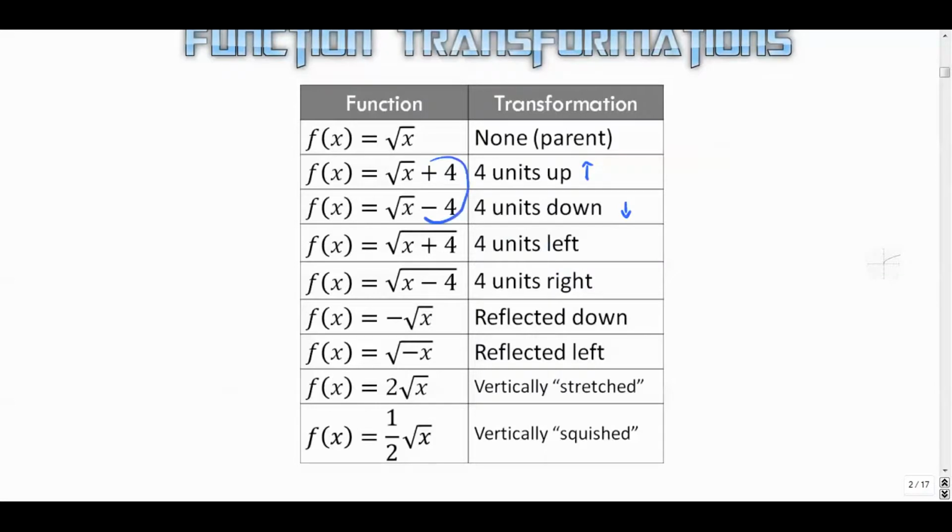Notice both of these are outside of the square root symbol. When the number's inside the square root symbol, the radical, it moves left and right. If it's plus, it moves left, and that's not a typo. Plus means left. If it's minus, it moves right. If it's a negative out in front, it reflects down, so it'll look like this. If there's a negative underneath, it is reflected left, so it'll look like this.